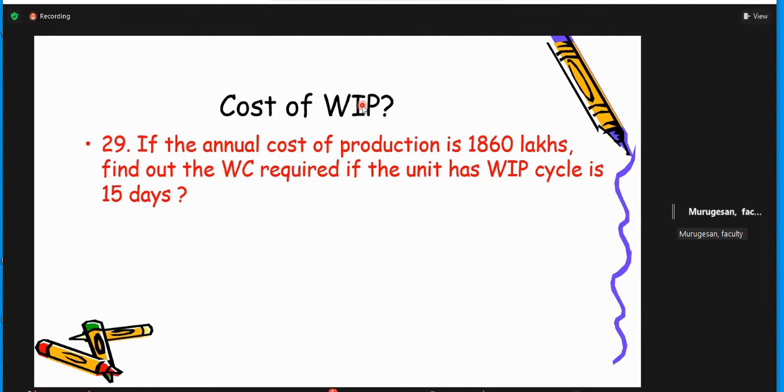Second one, work in process. Work in process is also called WIP, or semi-finished goods, and is linked to cost of production. Cost of production will be little more than raw material, because raw material, plus factory expenses and all, will become cost of production. Then the third is finished goods. How much finished goods they are holding, that is linked to cost of sales.